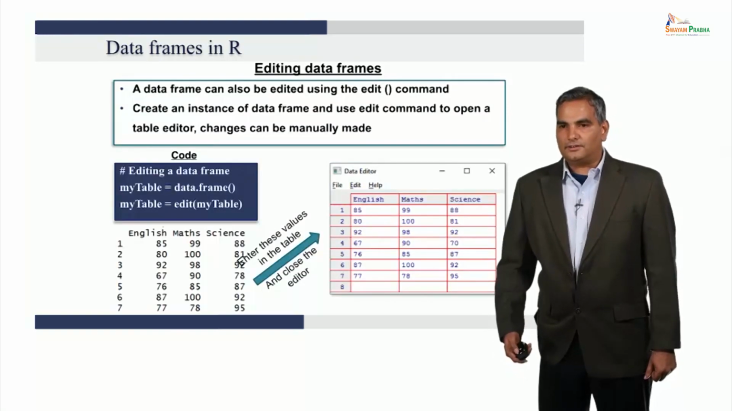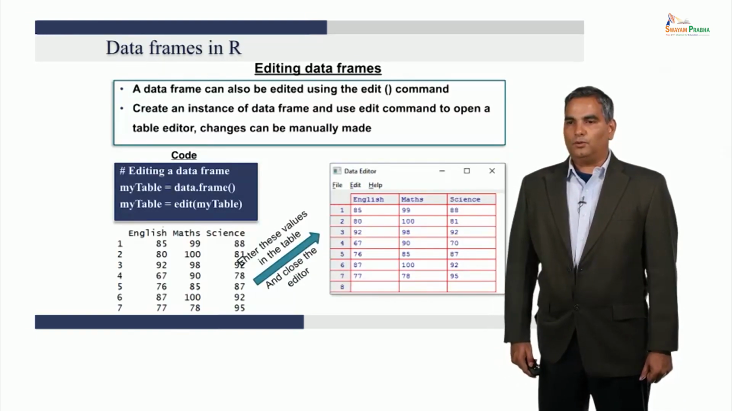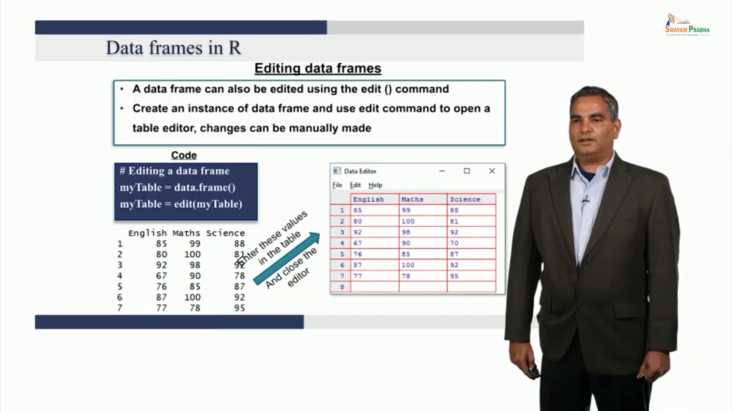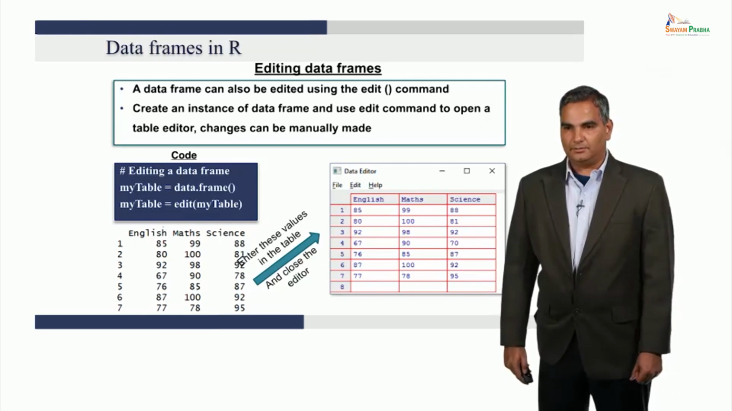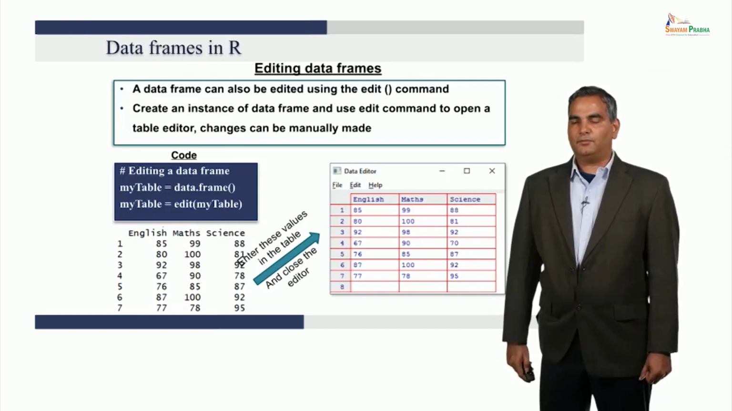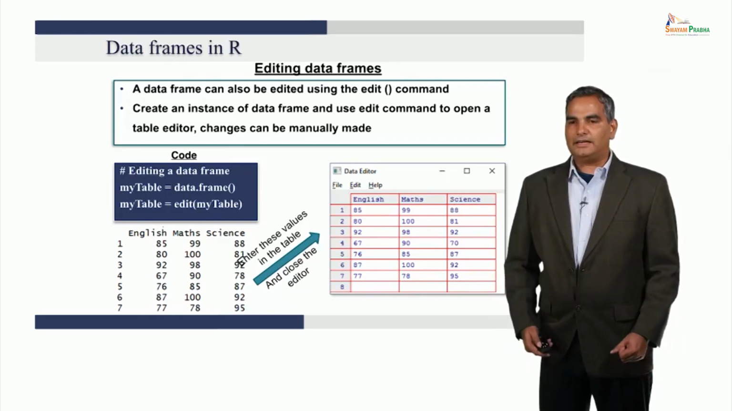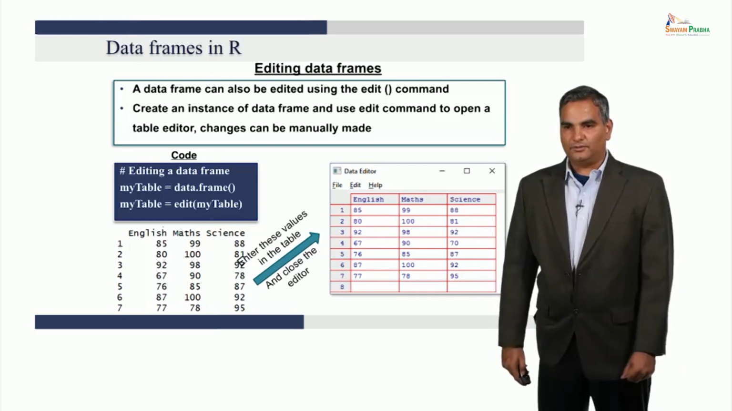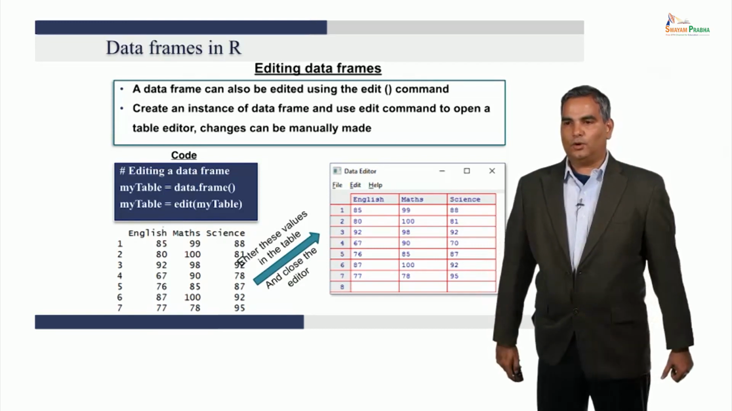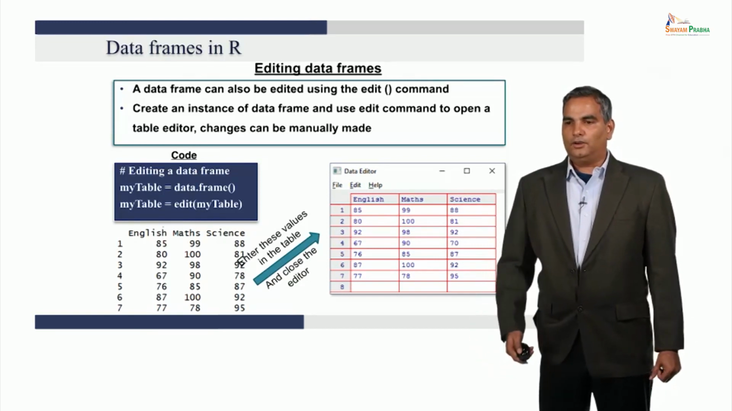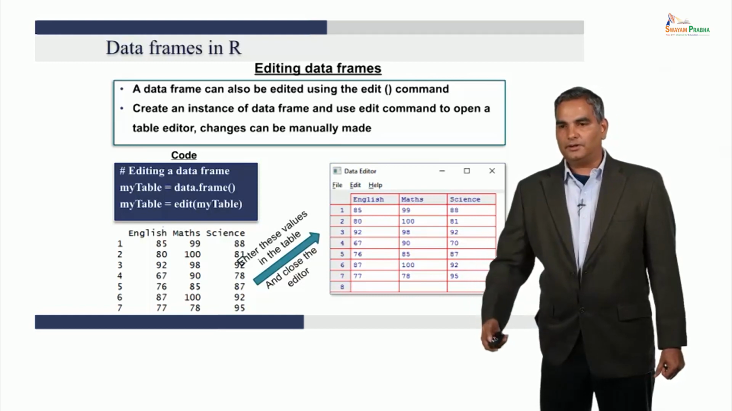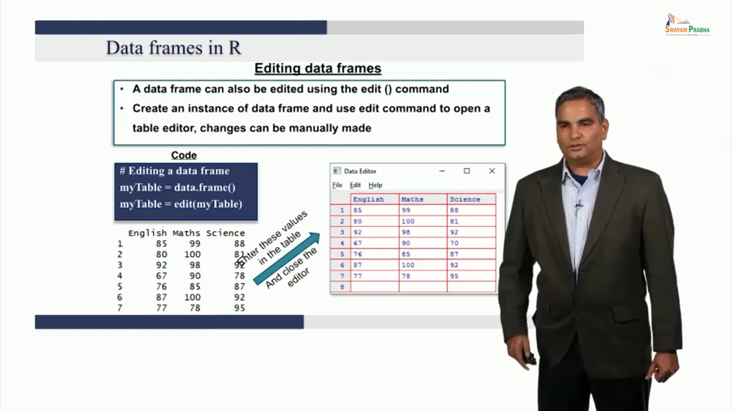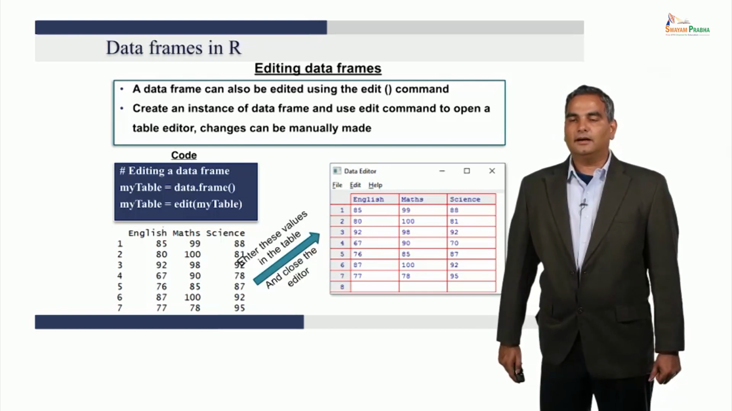There are other ways of changing the data frame using what is called an edit command. So here we show an example where we create a new table, my table, which is basically a data frame. When you do that, my table will be empty. You can then pull up my table with edit and add anything that you want. So you'll get this in a tabular form. You can give names, you can give numbers, and so on. So you get this table in the form that's of use to you. So this is another way of editing a data frame.